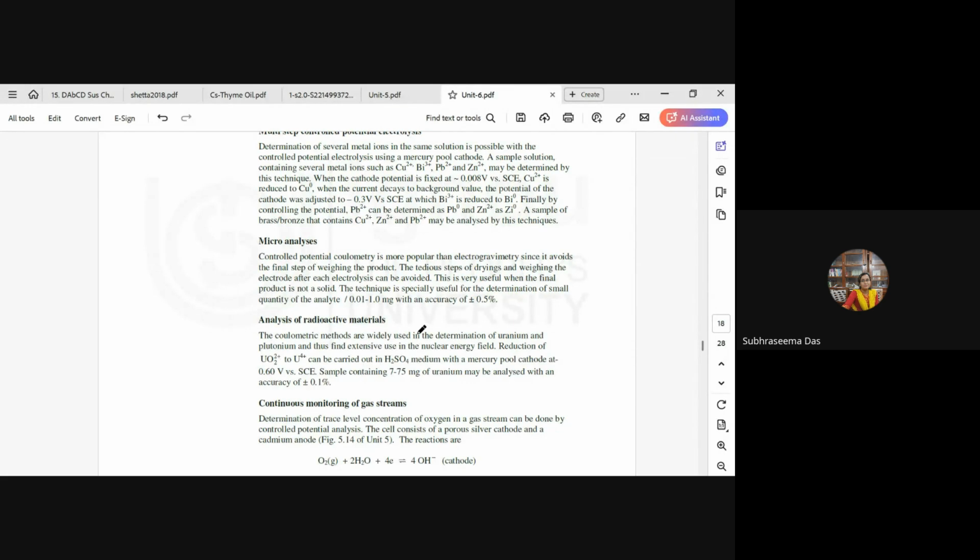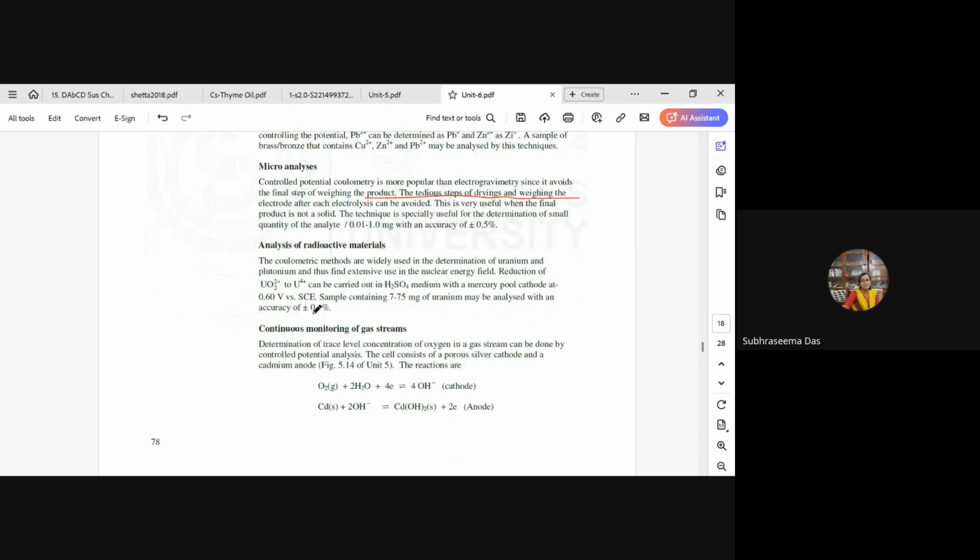Then coming to microanalysis. Controlled potential coulometry is more popular than electrogravimetry because it avoids the final step of weighing of the product. The tedious steps of drying and weighing are also avoided. This is very useful when the final product is not a solid. The technique is especially useful for the determination of small quantities of the analyte, and it measures with an accuracy of almost plus or minus 0.5%.